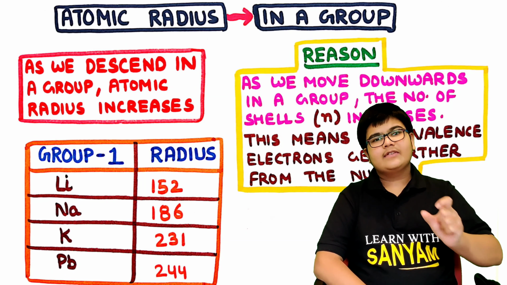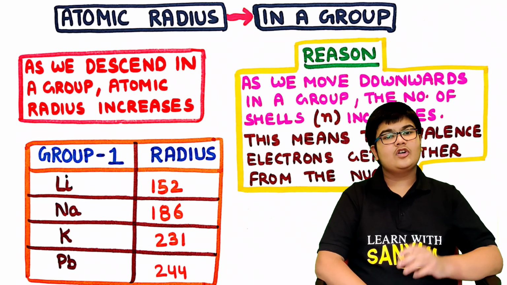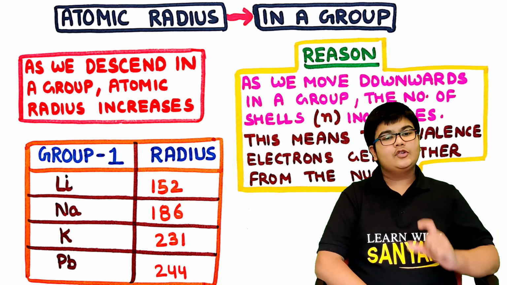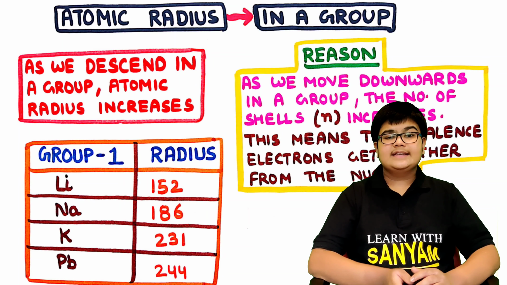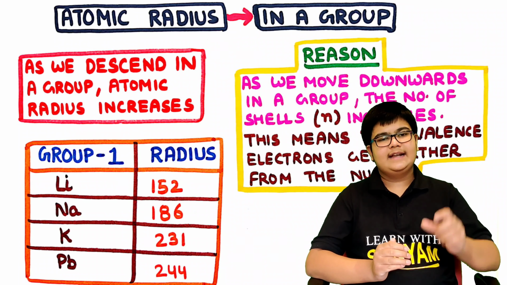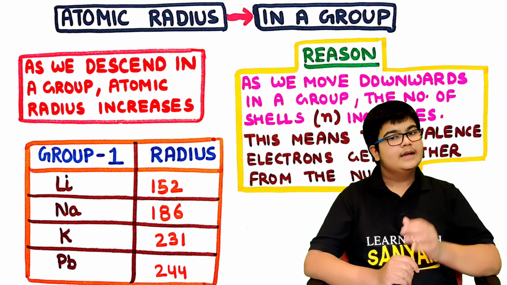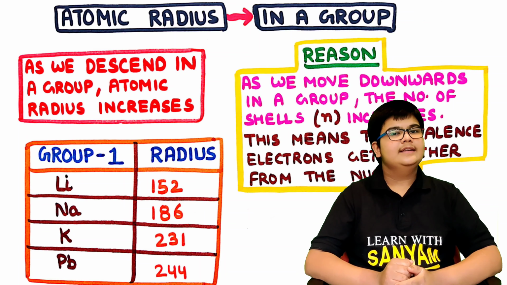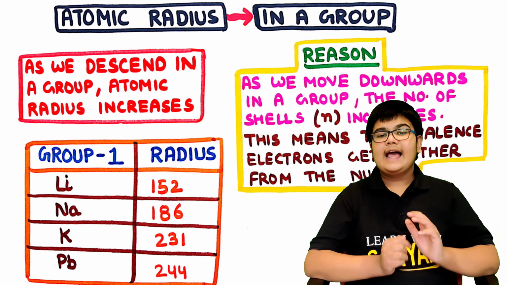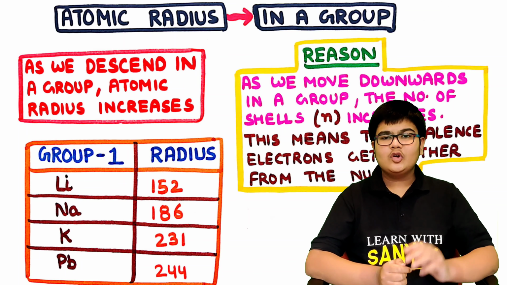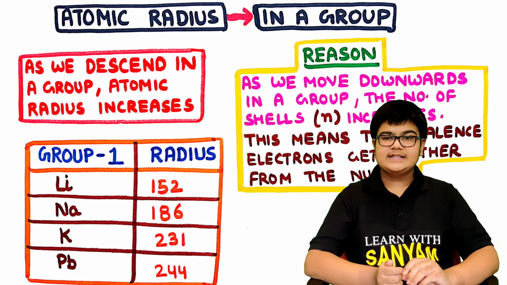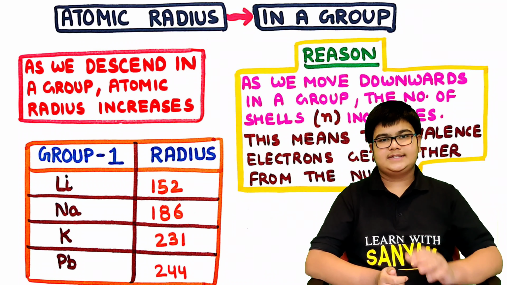So here I have given you the atomic radius of all these elements. You can see that the atomic radius is increasing as we are descending in that group, as we are moving from top to bottom. Now what is the reason for this? The reason is that as we move downwards in a group, the number of shells in elements increases.